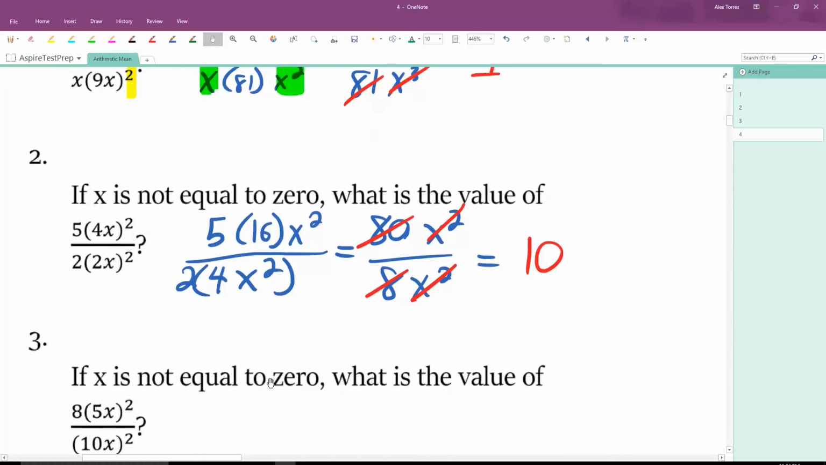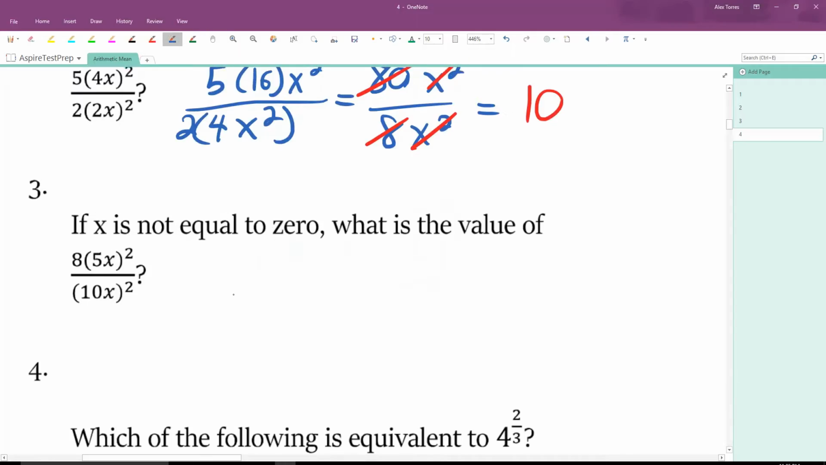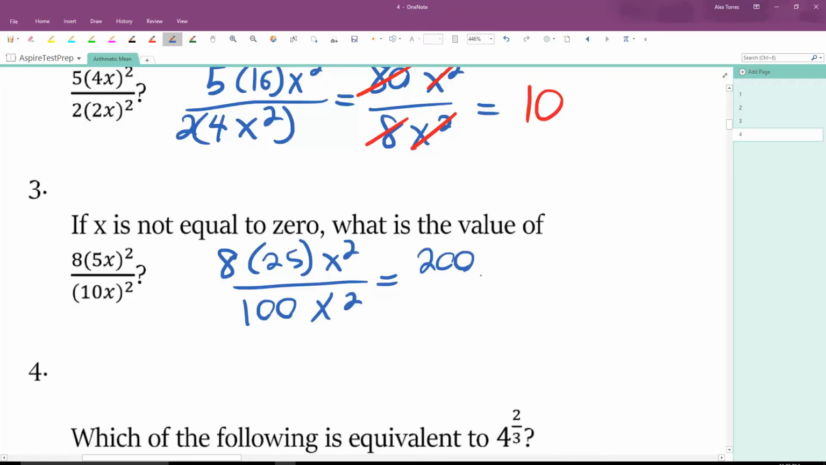Moving right along, if x is not equal to 0, what's the value of this expression? So on the top we have 8, then we can do the exponent first. So 5 squared is 25, x squared, and on the bottom 10 squared, 100, and once again x squared. 8 times 25 is 200, and we have the x squared that's there, over 100x squared. So we have x squared on the top and on the bottom, those cancel. And 200 divided by 100 is the number 2.